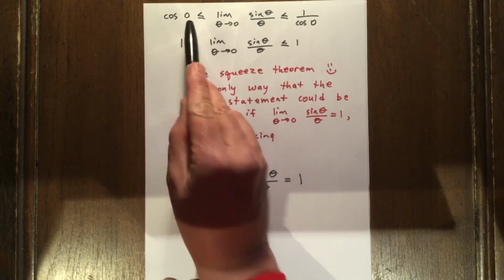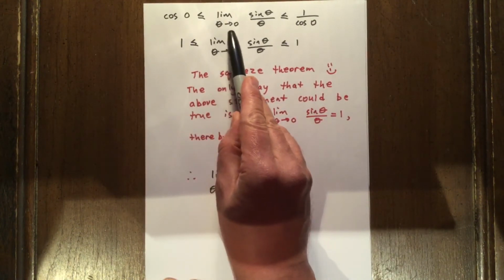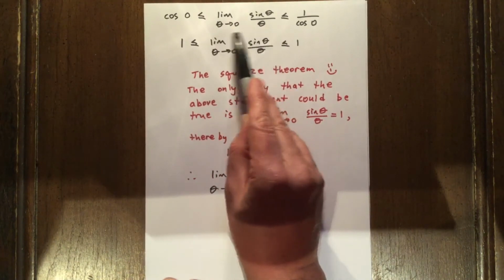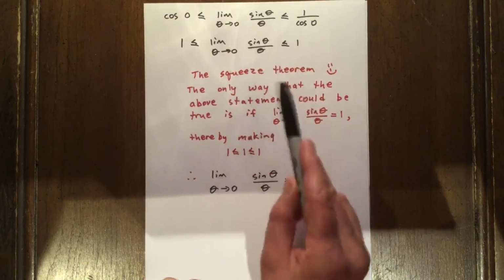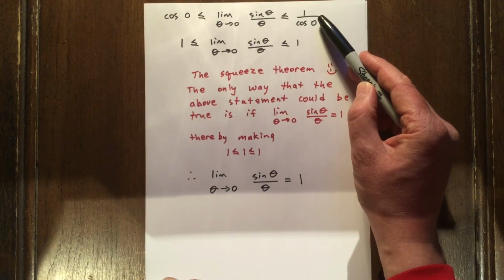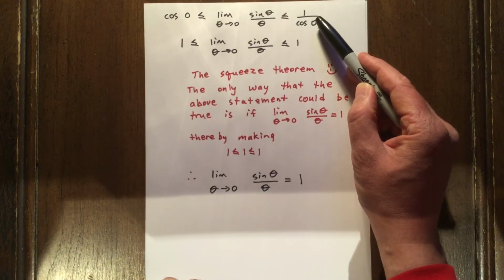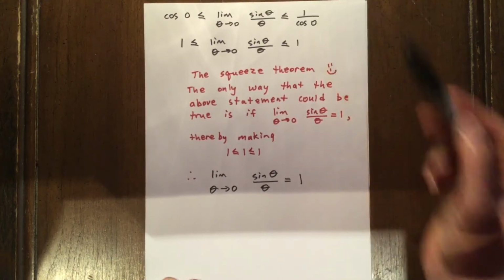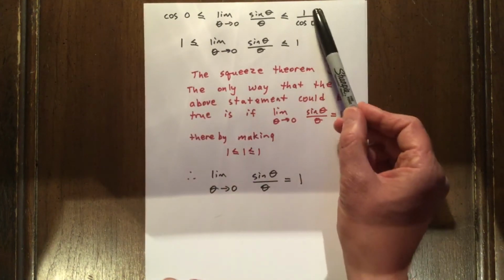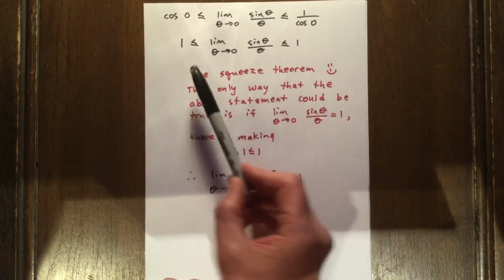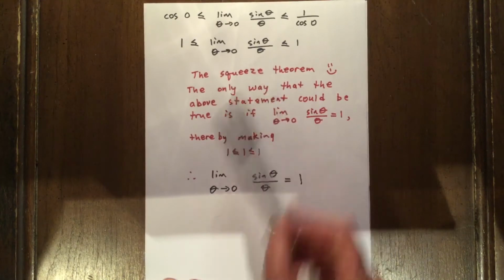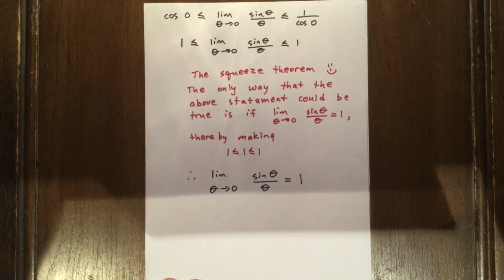The cosine of 0 is less than or equal to the limit as theta goes to 0 of sine theta over theta. We didn't plug a theta value of 0 in here, because if we did, we'd get 0 over 0, so we can't. But we can plug theta equaling 0 into the right-hand side. And so cos 0 is 1, and 1 over cos 0 is also 1. And so we get that 1 is less than or equal to the limit as theta goes to 0 of sine theta over theta, which is less than or equal to 1.